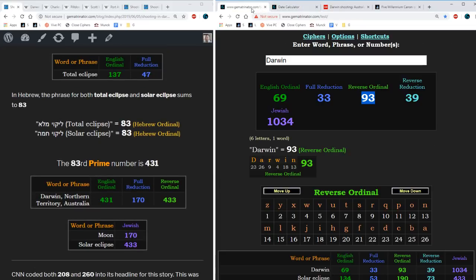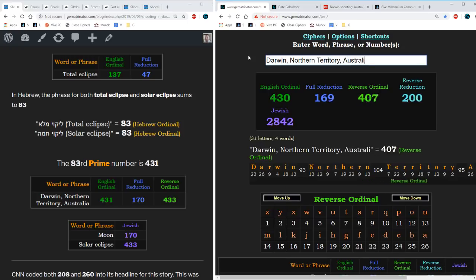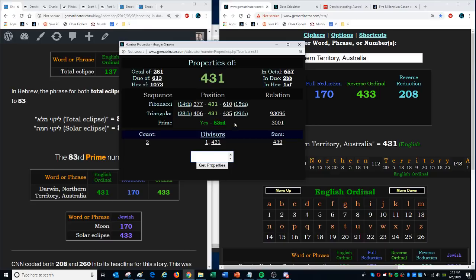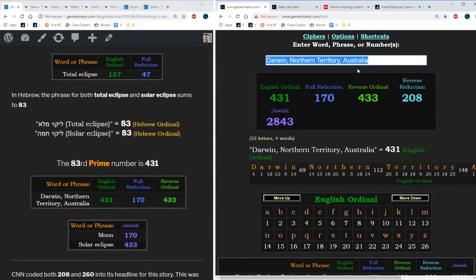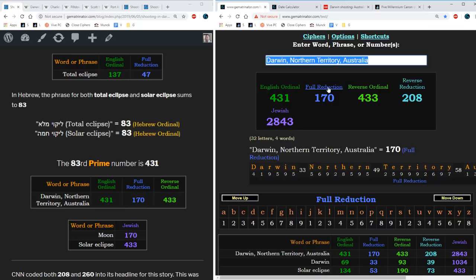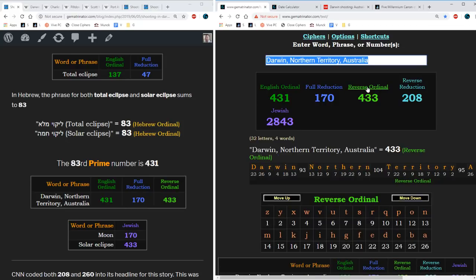So again, Hebrew Gematria is really the root of this whole code of letters and numbers. Now, in the Hebrew language, the phrase for both total eclipse and solar eclipse both have ordinal values of 83. Darwin, Northern Territory, Australia sums to 431, which is the 83rd prime number. You'll also notice Darwin, Northern Territory, Australia equals 170 and 433.